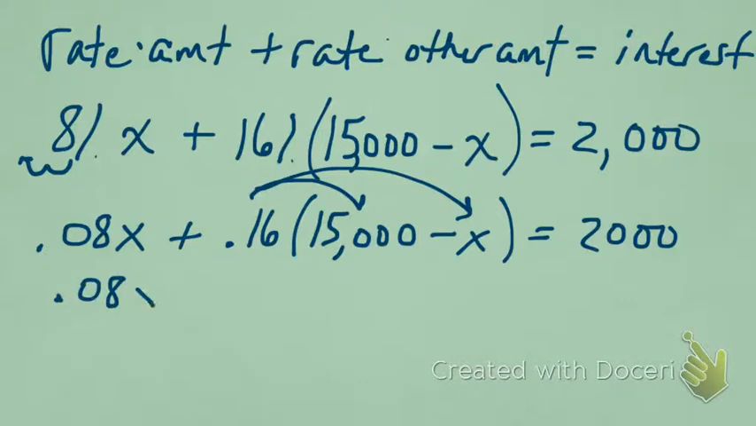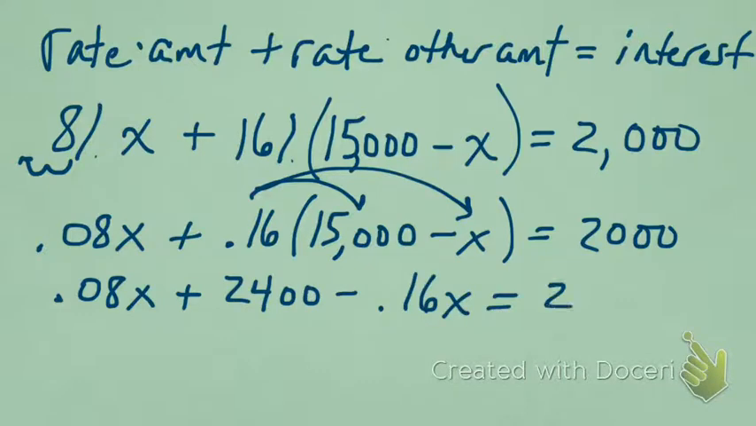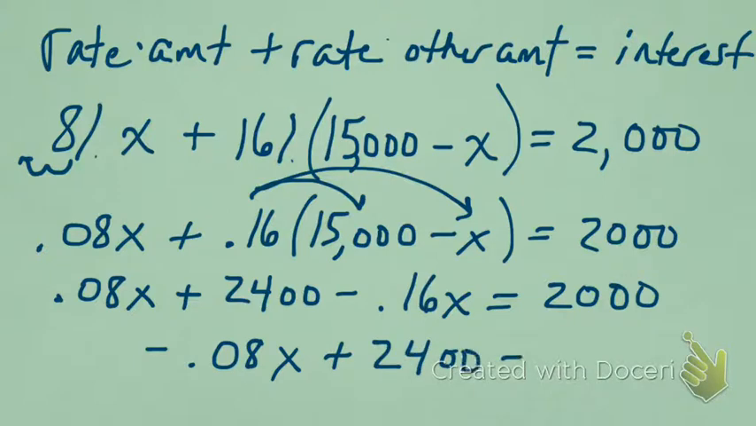We have 0.08x, 16/100ths times 15,000 is 2,400. 0.16 times a negative x is negative 0.16x. After distributing, we do have like terms to combine. 0.08x take away 0.16x is negative 0.08x. Add 2,400 equals 2,000.